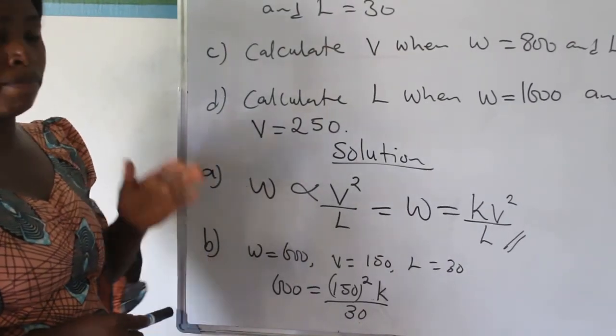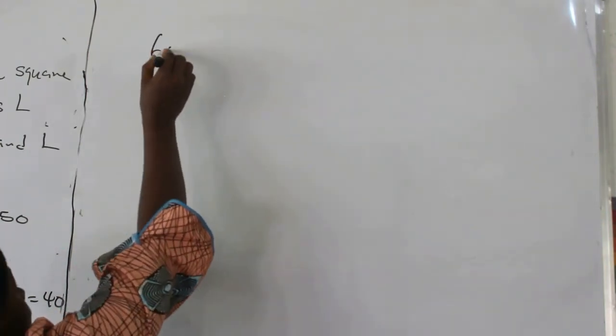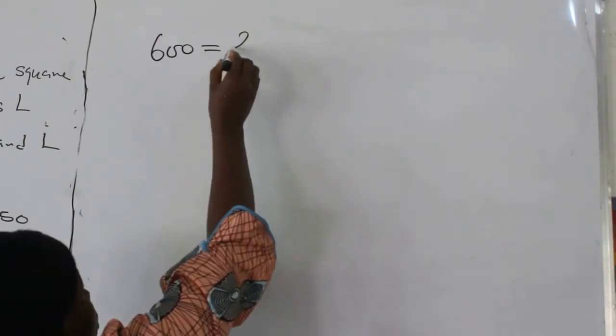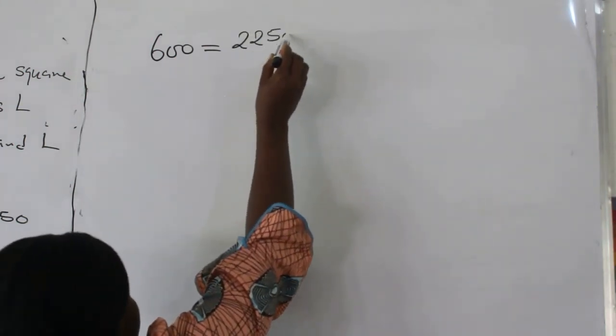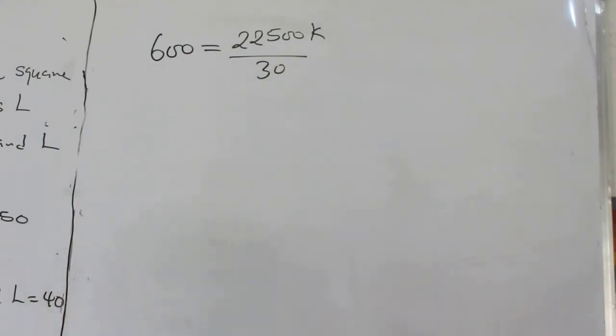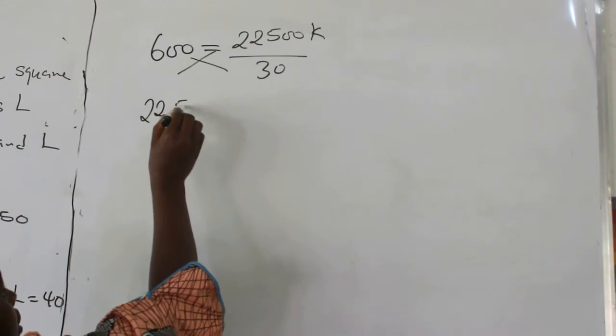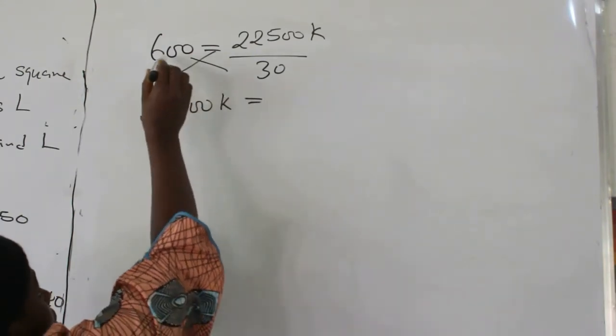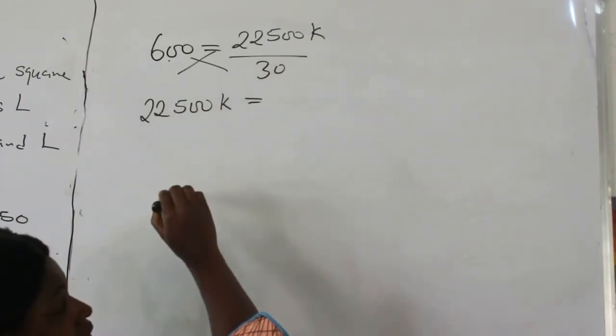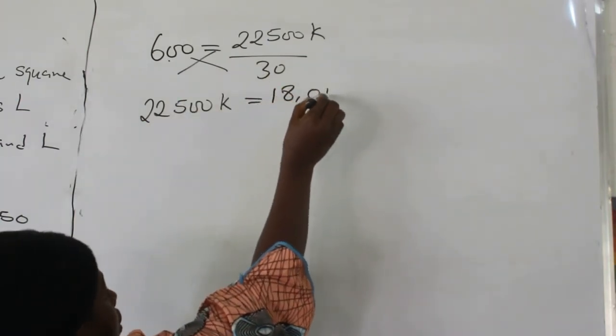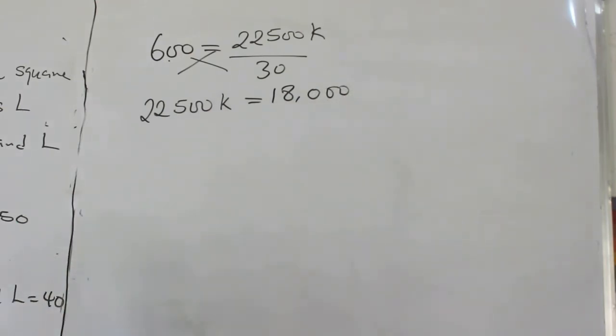Let's simplify it further. Alright, let's proceed. We have 600 is equal to 150 times 150, which will give us 22,500. And remember, we have our K all over the L, which is 30. So from here, we can cross multiply, or you can still reduce it. But then let's cross multiply. So we have 22,500K is equal to 600 times 30, which will give us 18,000.